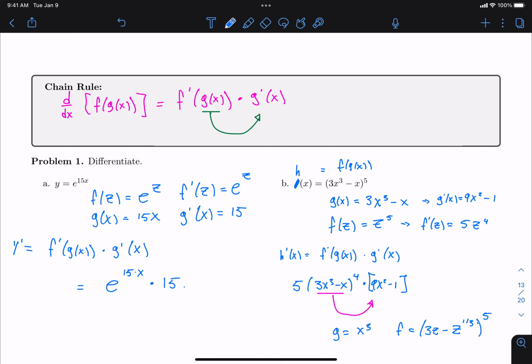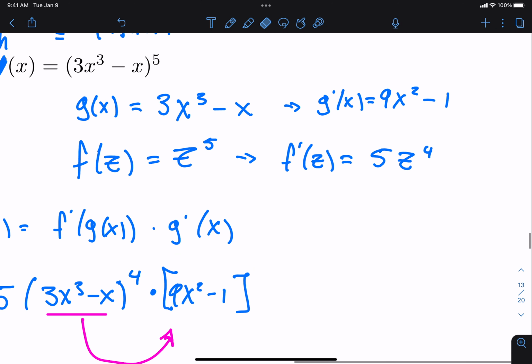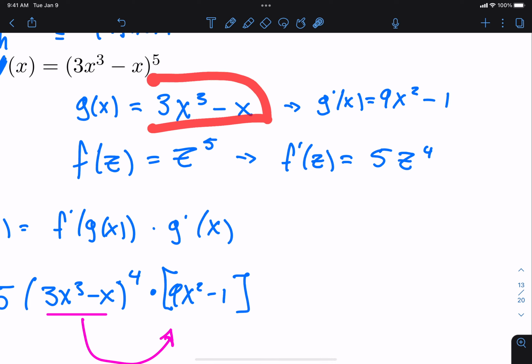Yeah? Why did you do minus 1 instead of the x? It's not a constant function. So when I did the derivative of g, which was 3x cubed minus x, for the first term, I used the power rule. It became 9x squared. The power goes down by 1, multiply by the old power.